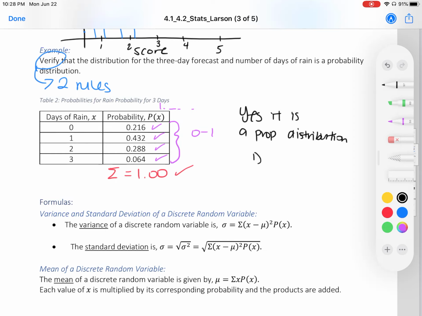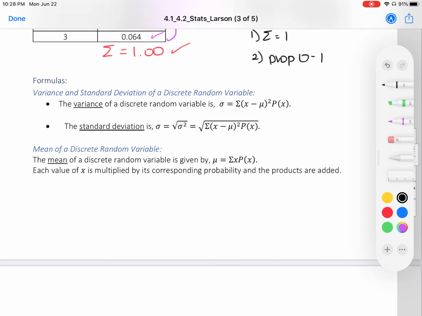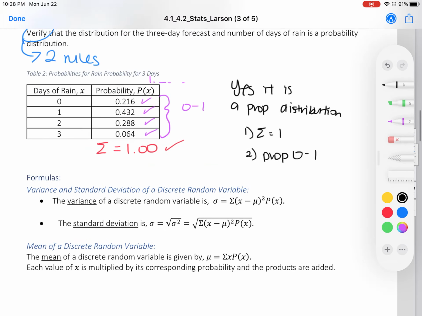And it's because all of my sums add up to 1, and because all of my numbers, our probabilities, are between 0 and 1. So it checks out. All right. Now we can also find a mean and a standard deviation for a probability distribution.